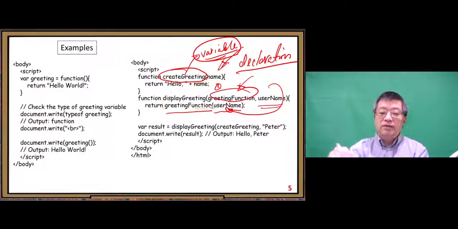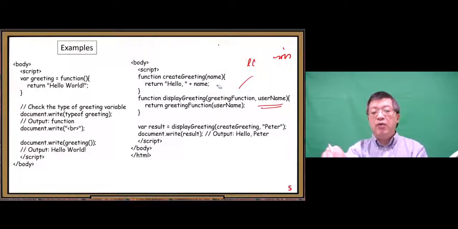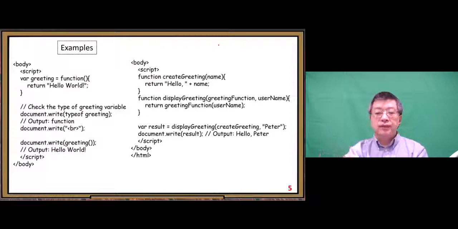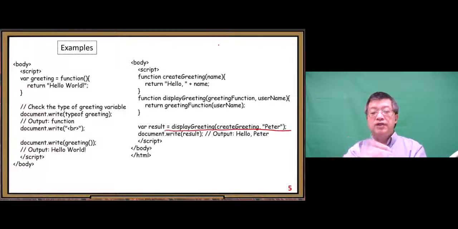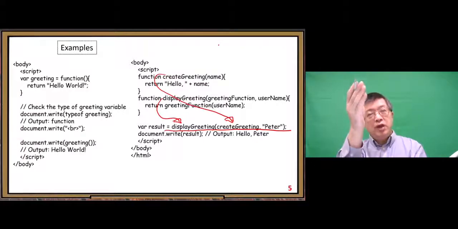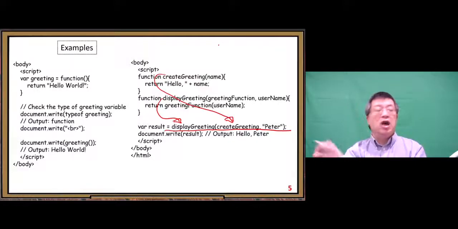All right, with that definition of the two functions, then we call these two functions in this way. Variable result. This time we call a function. So here, this is a function call. This is not a function expression. This is a function call, function invocation, right? So the function name, two arguments. The first argument is the function name of the first function, createGreeting. Because that function can be treated as a variable, we can pass it as the first argument. That's legal, right? Then the second one, a string.